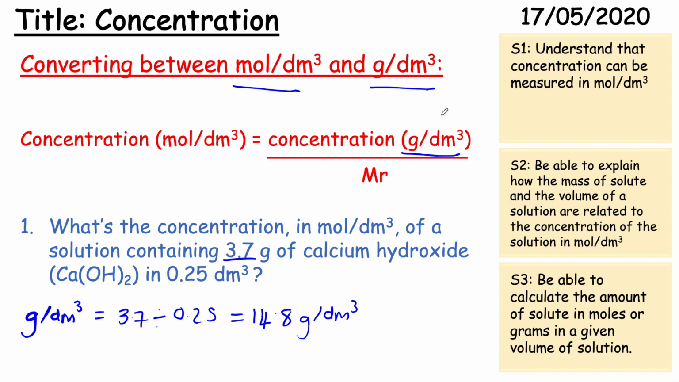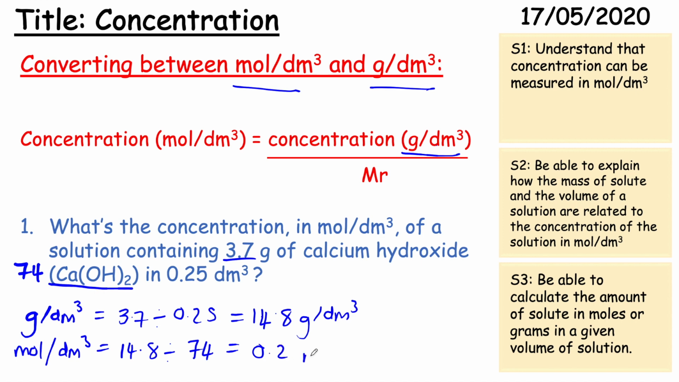Now we have this number here, we can divide it by the MR, and that will give us our moles per decimeter cubed. So if you work out the MR of calcium hydroxide, this number here, we'll see that that actually gives us an MR of 74. So to put this all together for the final calculation, mole per decimeter cubed equals the concentration in grams per decimeter cubed, this one, divided by the MR, 74. Once that's calculated, you get an answer of 0.2 moles per decimeter cubed.